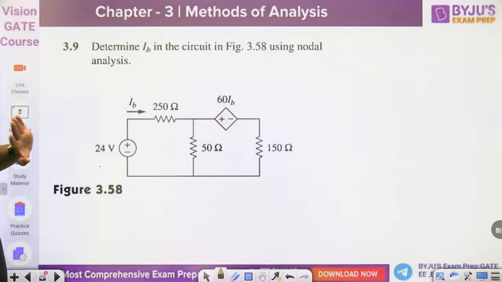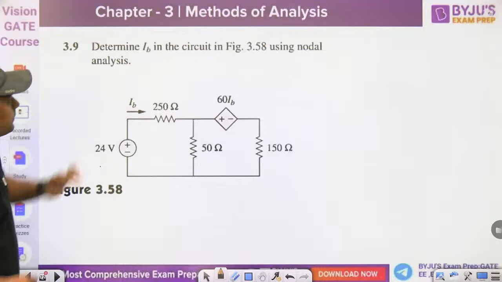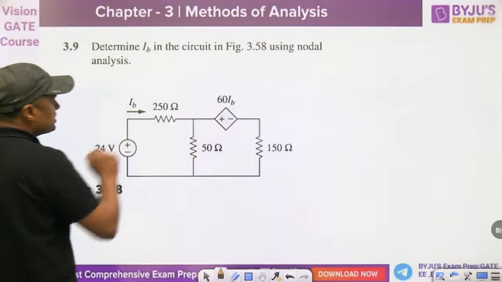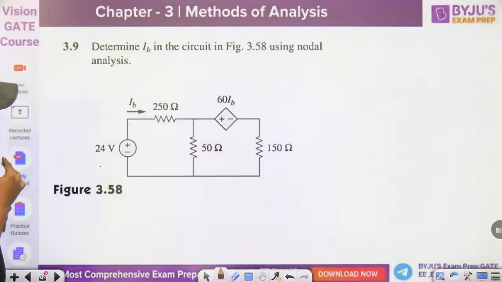Determine the IB in the circuit. Where is the IB? Now this is the 60 IB, this is the 150, this is the 50, this is the 250. Now guys, if you want to find IB, can we use mesh analysis or nodal analysis or any other analysis? Tell me what you want to apply. Mesh analysis or nodal analysis or any other method?